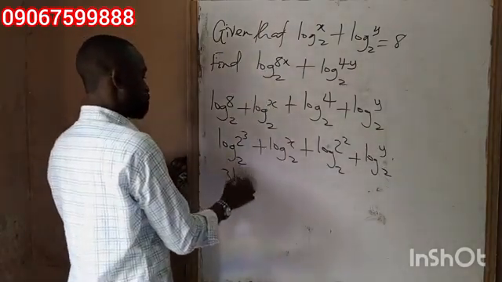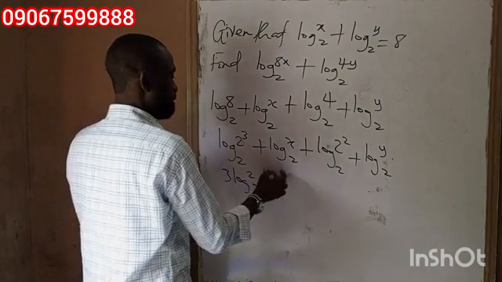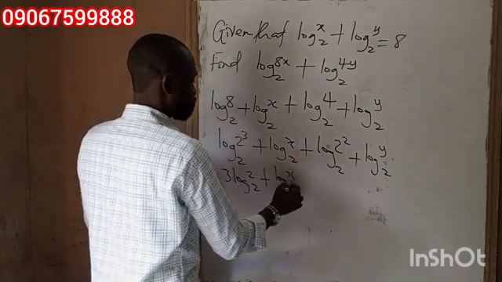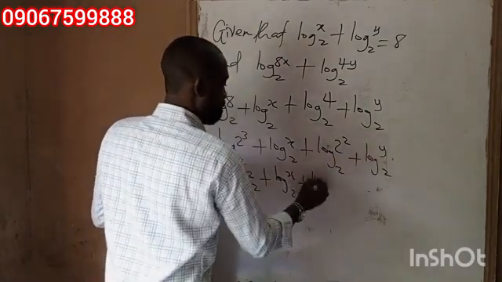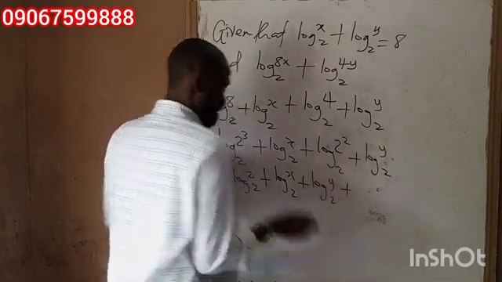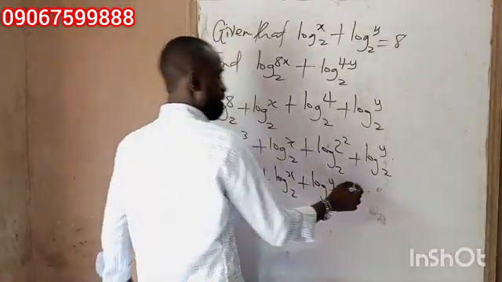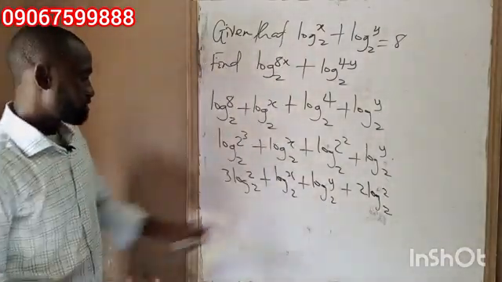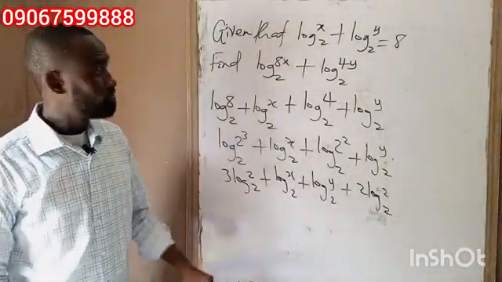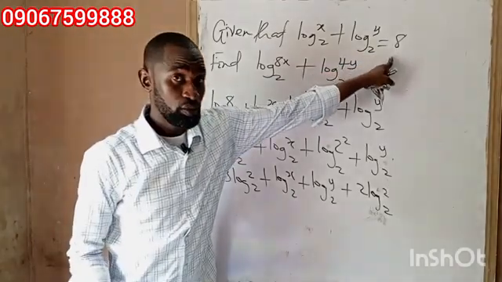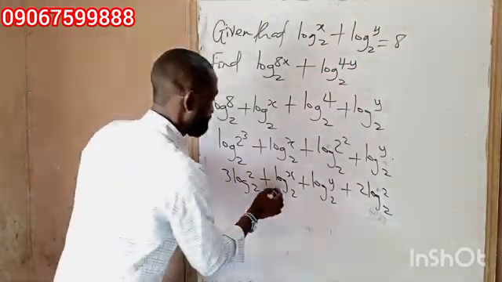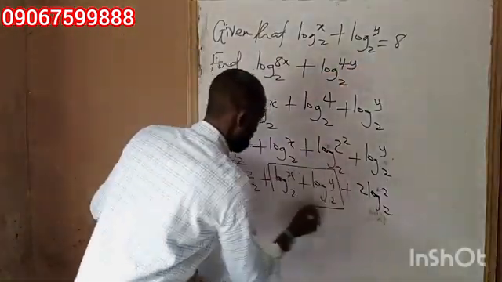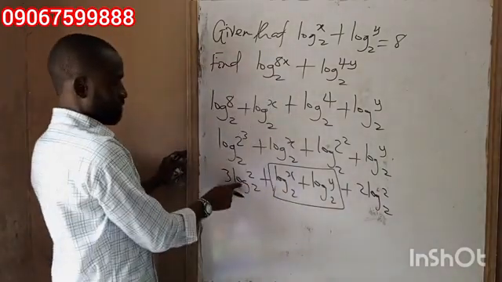This will come here. We have 3 log 2 base 2 plus log of x base 2 plus log of y base 2, and we'll come together. So we'll come here. We have 2 log 2 base 2. What is log x base 2 plus log y base 2? We've been given equals to 8. So it means everything here is 8. Log 2 base 2 is what?